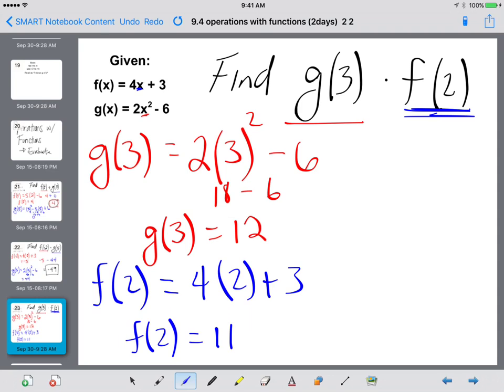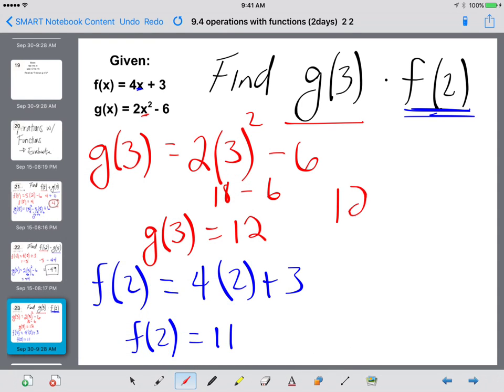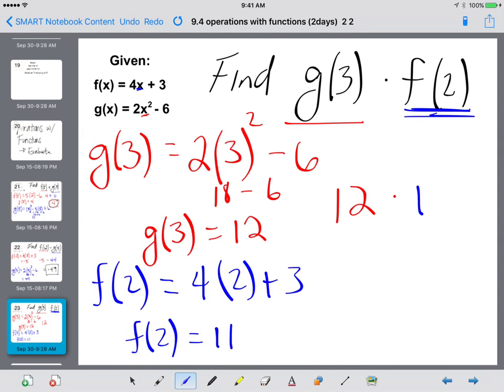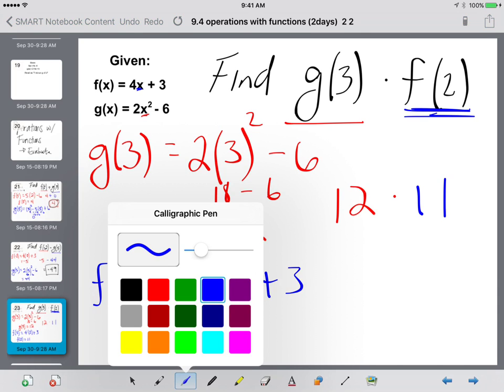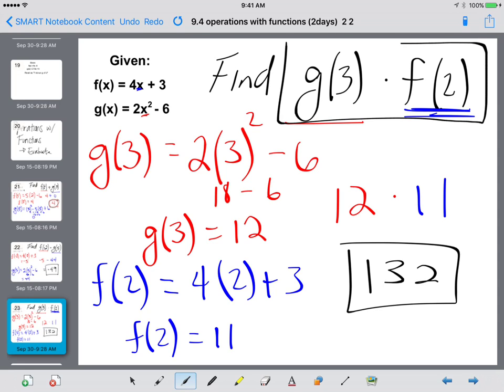So now we're looking at taking my g of 3, which is 12, and multiplying it with my f of 2, which is 11. So 12 times 11 gives me a final answer of 132. So g of 3 times f of 2 equals 132.